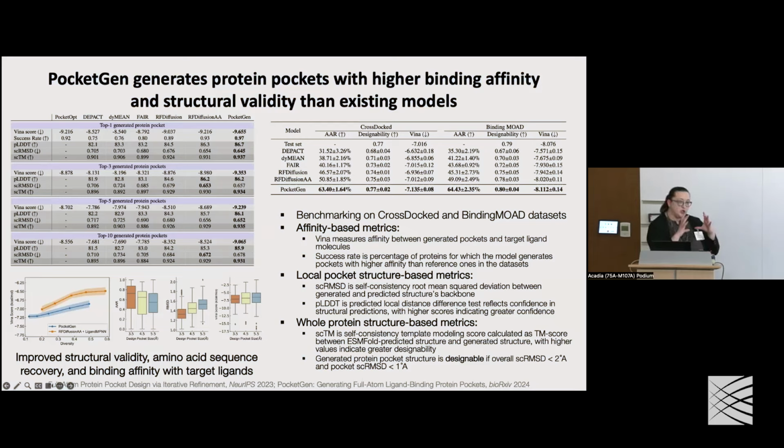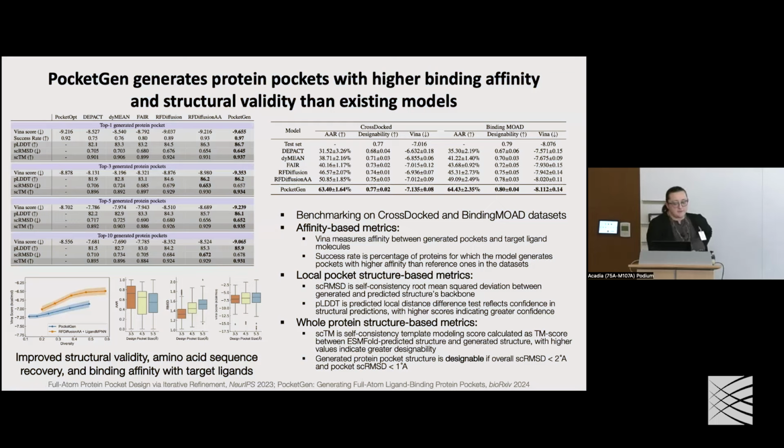In addition to the local structural metrics, we also look at global metrics where we look at just the likelihood of that generated protein as a whole, meaning still having the relevant biological and chemistry properties. And that's done by calculating a metric called designability and also using the scTM score, which is the self-consistency template modeling score. We compare PocketGen against a number of state-of-the-art deep learning models and also physics-based models.